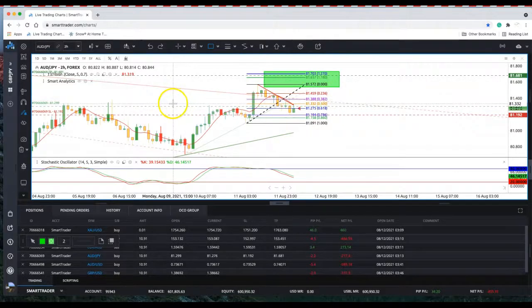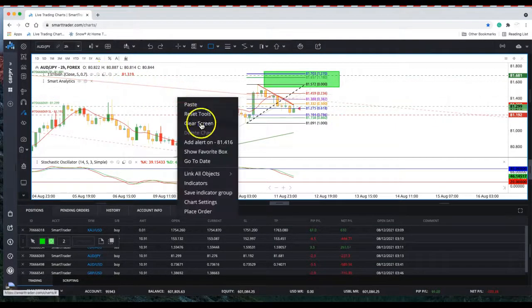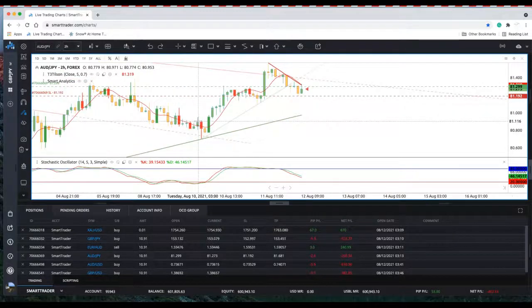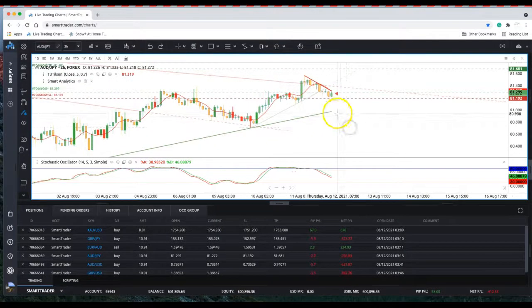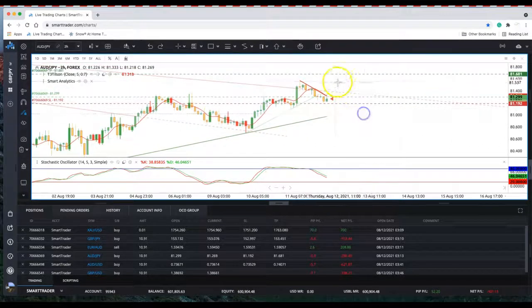So that completes the tutorial on ABCD patterns. Very powerful way to trade because your entries are exact or specific. Your stop loss is a minimum, and your targets are very predictable.